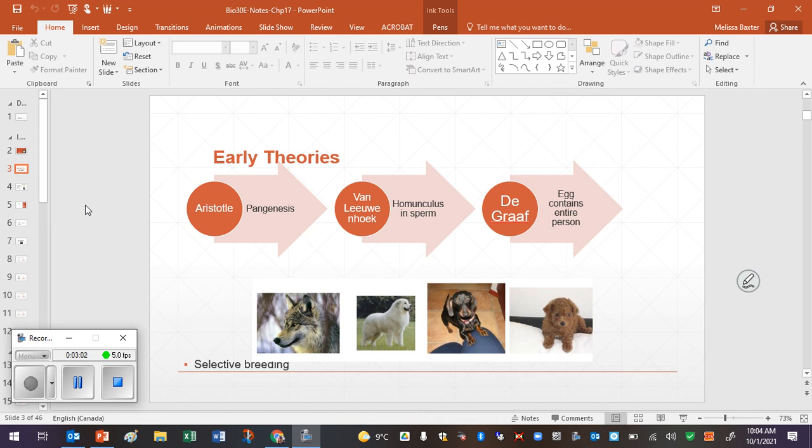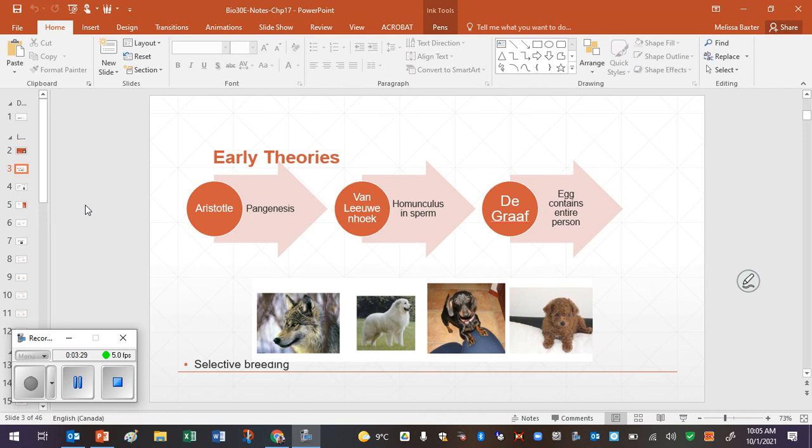But you gotta understand, before we had the tools to see things, that seemed like a very real possibility. Then someone else came along and said, no, it's the egg. The egg has the entire person inside of it, and the sperm is just the stimulus for the egg to grow, kind of based on the idea that the mother is the one who's producing the child, and so the egg must contain the entire person. Now, none of these are correct. This is not what we know now.